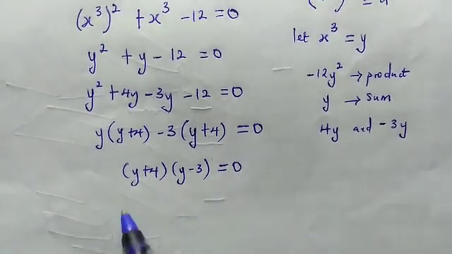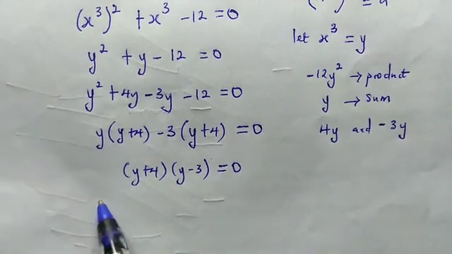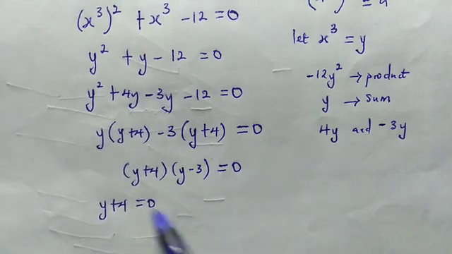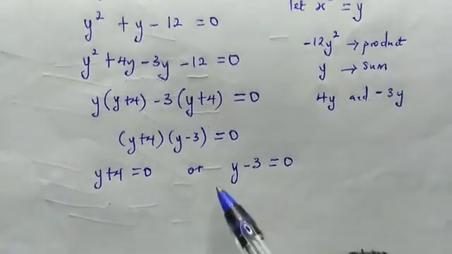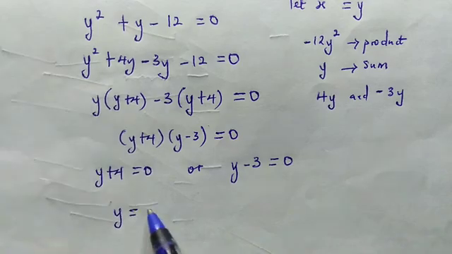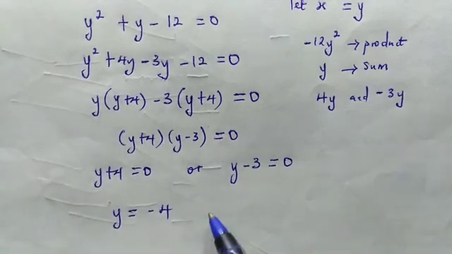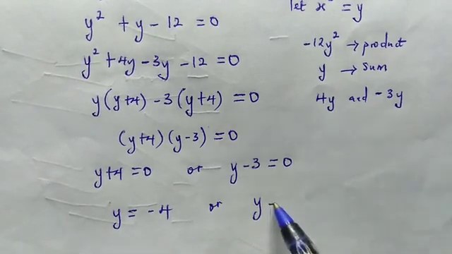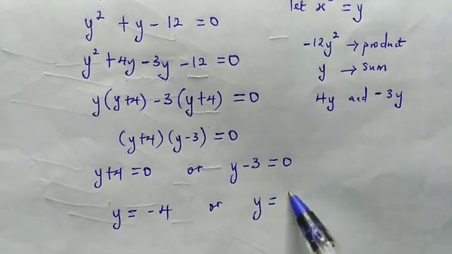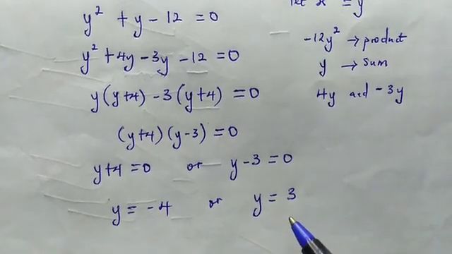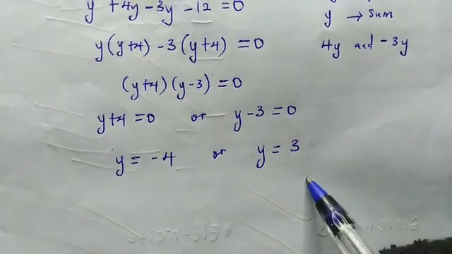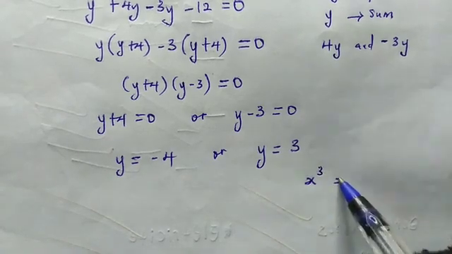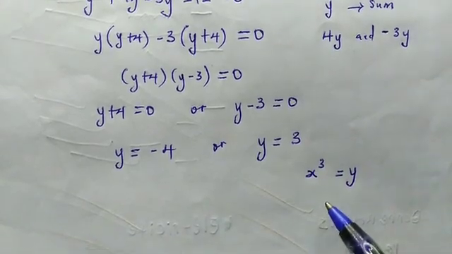Okay, so from here, this implies that y plus 4 is equal to 0, or y minus 3 is equal to 0. So from here we get y is equal to negative 4, that is 0 minus 4, or from here y is equal to 3. Okay. Now let us recall that x cubed is equal to y, right?